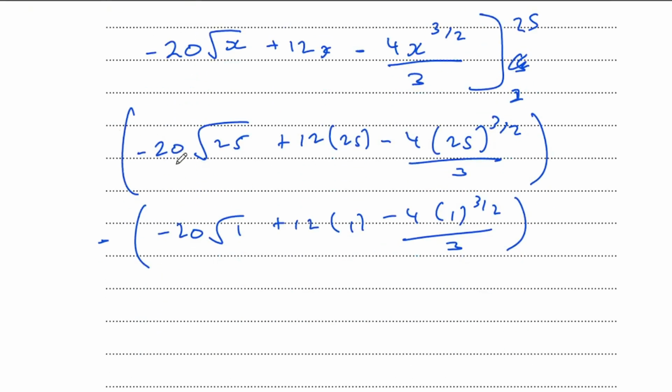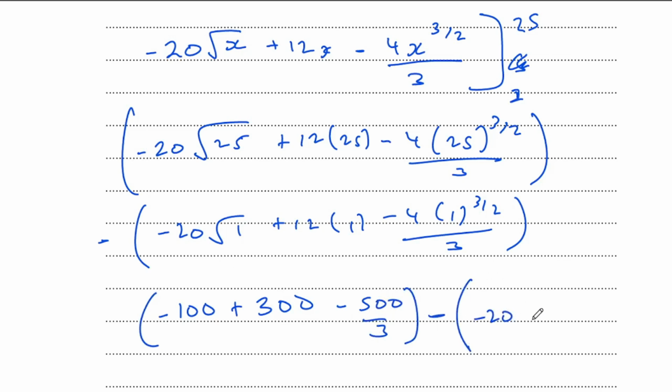And we're going to do that. So this is just going to become negative 20 times 5, which is negative 100, plus 12 times 25, which is 300, and then this part, so 25 power 3 over 2 times negative 4 divided by 3, which is just negative 500 over 3. That's the first part, and then the second part is going to be negative 20 plus 12 minus 4 over 3.